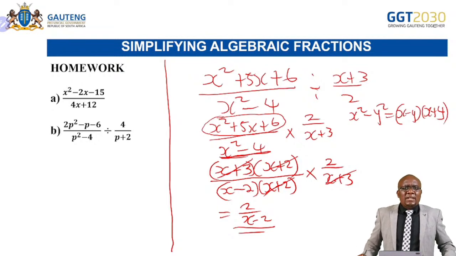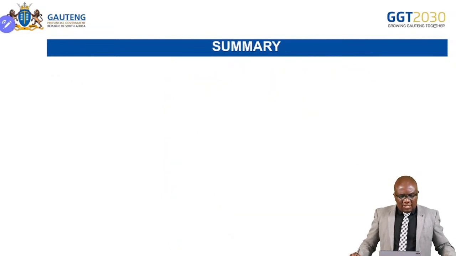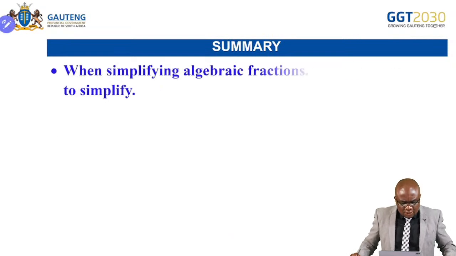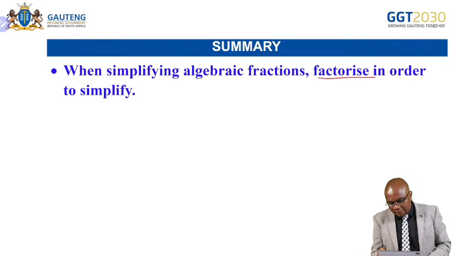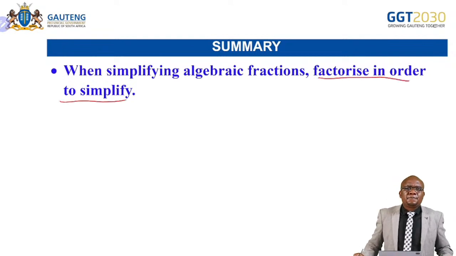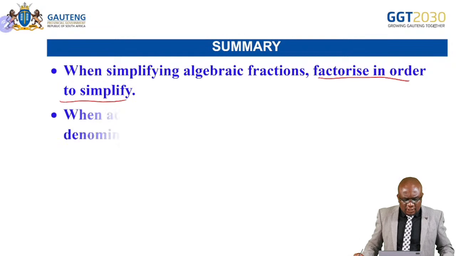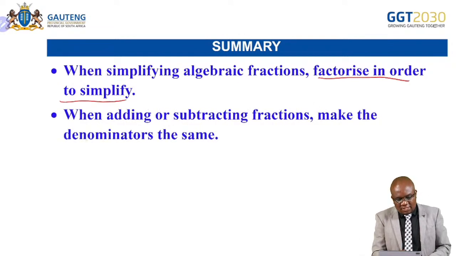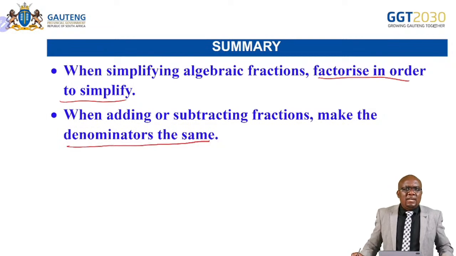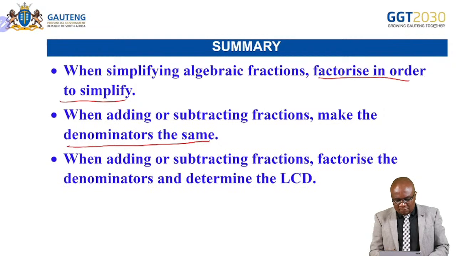Okay, right. Let's summarize our lesson, then we'll be done. Grade 10s. Right, we say that when simplifying algebraic fractions, factorize in order to simplify. Don't forget that. And then when adding or subtracting fractions, make the denominators the same. Okay, the LCD, remember that. Okay, right. When adding or subtracting fractions, factorize the denominators and determine the LCD.